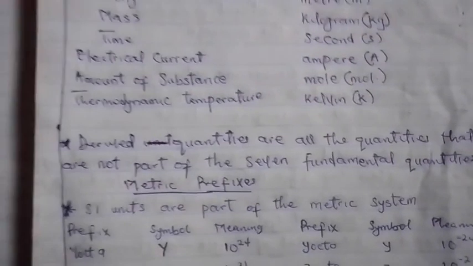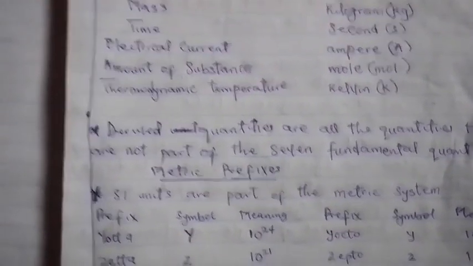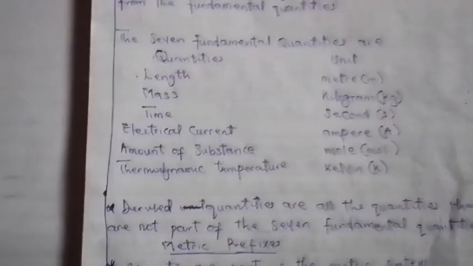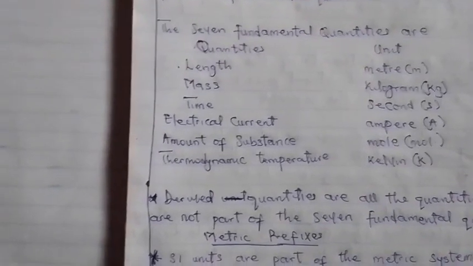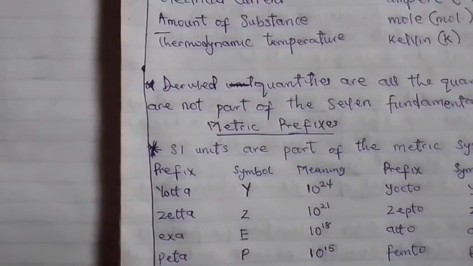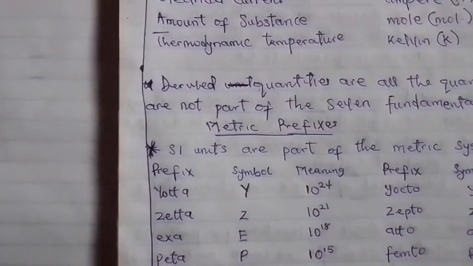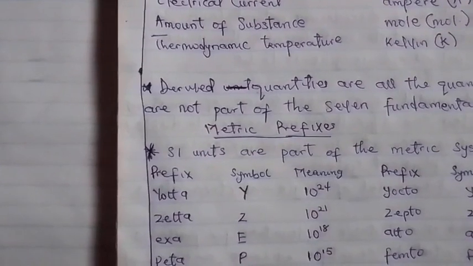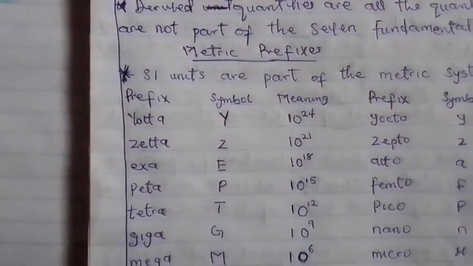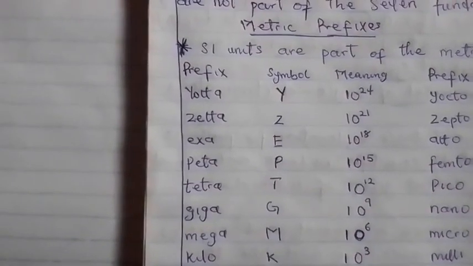Now let's look at metric prefixes. When we are talking of metric scale, the SI unit is part of the metric scale. And if you look at the 7 fundamental quantities, all their units are in the standard unit, the SI unit. So now when we are talking of metric scale, we are talking of how to switch between the prefixes. So the first, we'll be looking at each prefix, the symbol, and the meaning. And the first is yotta.